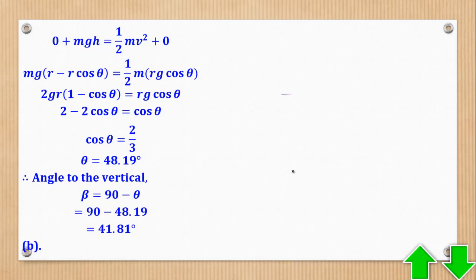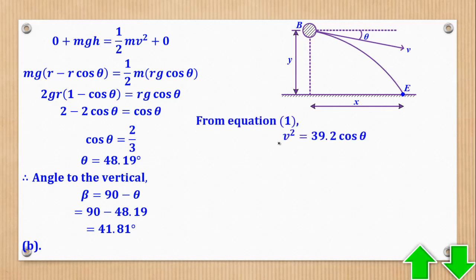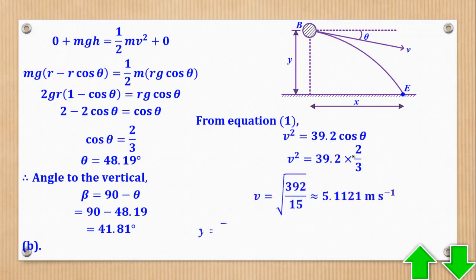Now our interest is part B. At the point where it loses contact, let the vertical height from the ground be y, and it has a velocity v at an angle theta to the horizontal. So it moves as a projectile up to point E with a horizontal distance x. From equation 1, we know that v is equal to that. We substitute, because we already know that at this point cos theta is 2/3, meaning you will be able to get the value of v.